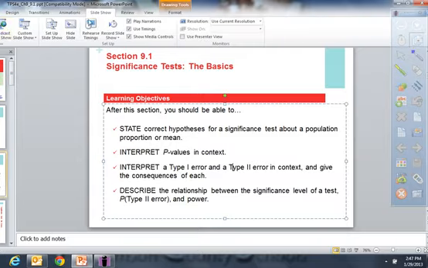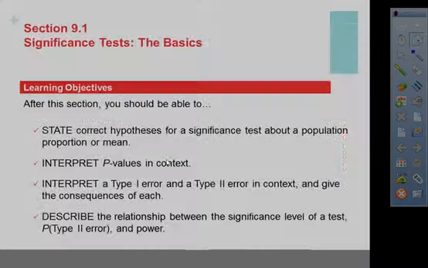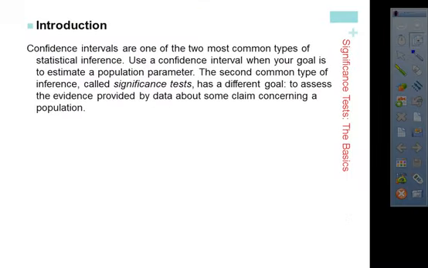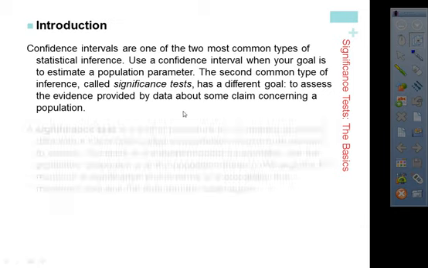Oh, I guess I needed to say start from current slide. There we go. That might look better to you all. Okay, confidence intervals are one of the two most common ways of statistical inference. We've already done those. The other one that we're going to learn about in this section is called significance test. That's the other most common. Like I said, we're going to keep doing confidence intervals and significance tests the rest of the school year.